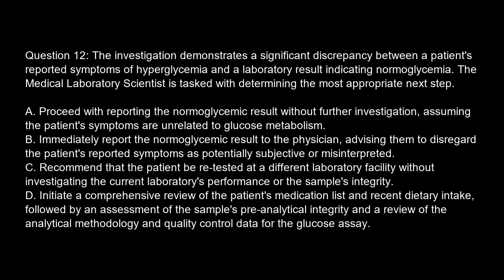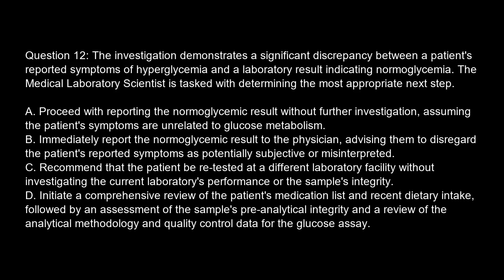Question 12. The investigation demonstrates a significant discrepancy between a patient's reported symptoms of hyperglycemia and a laboratory result indicating normoglycemia. The medical laboratory scientist is tasked with determining the most appropriate next step. Option A. Proceed with reporting the normoglycemic result without further investigation, assuming the patient's symptoms are unrelated to glucose metabolism. Option B. Immediately report the normoglycemic result to the physician, advising them to disregard the patient's reported symptoms as potentially subjective or misinterpreted.